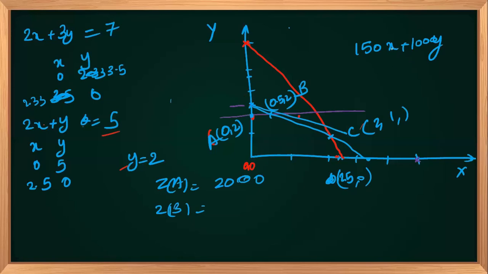So 150 into 0.5, right? 0.5 is 1 by 2. This will be 75. 750. This will be 20 means 2000. So 2750. Z of C will be equal to how much? This will be 20 into 150. This will be 3000, and this will be 1000, will be 4000. And Z of D will be equal to 25 multiplied with 150 will be equal to 3750.